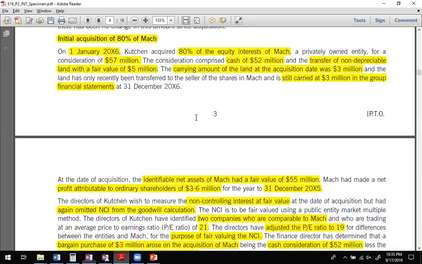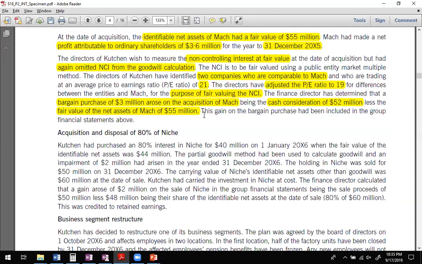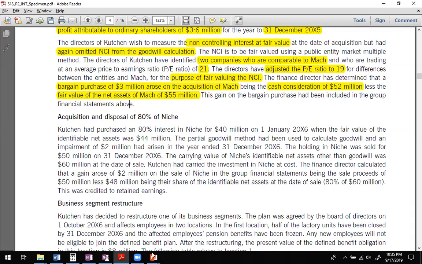So now let's get back to the question. And now we are going to continue the same question with the next part where we have the disposal.